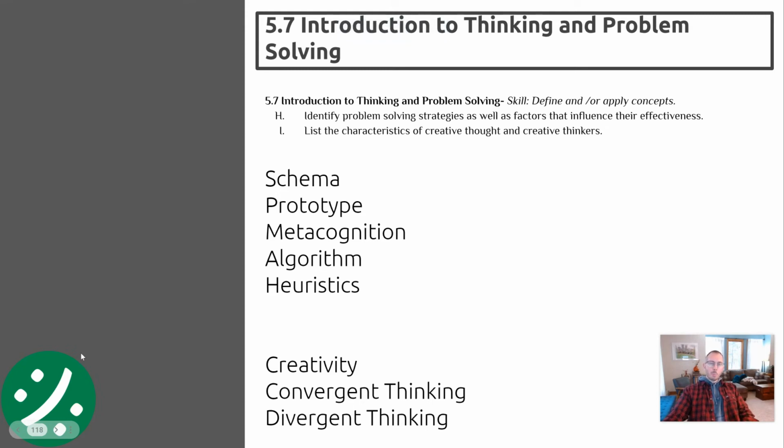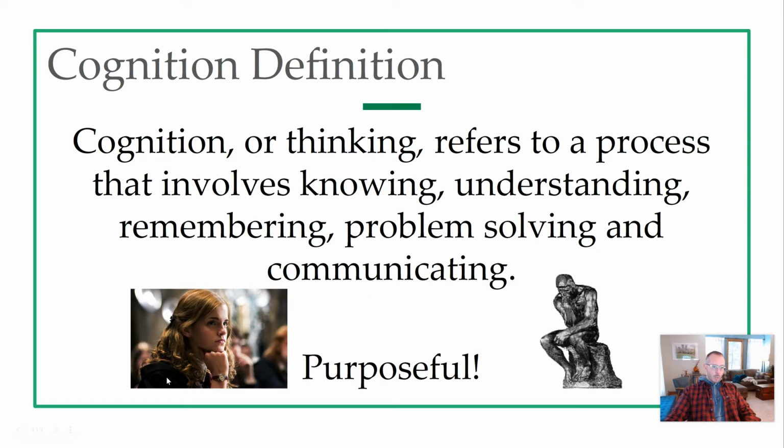We're going to go over topic 5.7 from the College Board today. This topic is an introduction to thinking, and then we get into problem solving. So kind of an introduction to cognition in general. We want to identify some problem solving strategies by the time we are done today and give the characteristics of creative thought and thinkers. We'll cover these terms. And then be careful because with inside heuristics, there are 4 things that we really have to know that are big terms as well. So let's go ahead and get into it.